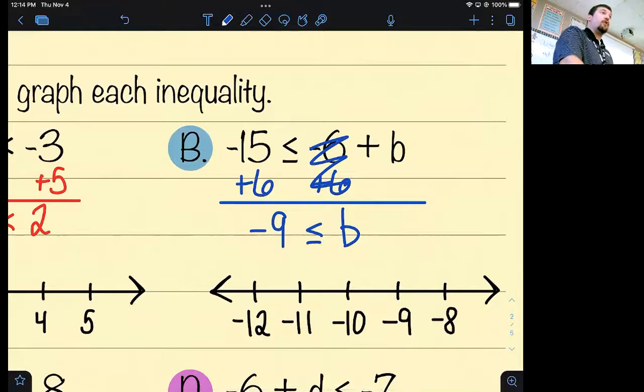Now, you could rewrite this with the variable on the left side. I noticed that some of you, when I was grading your test, when the variable was on the right side, wrote it back on the left side, and that's fine with equations. It's not as easy with inequalities.